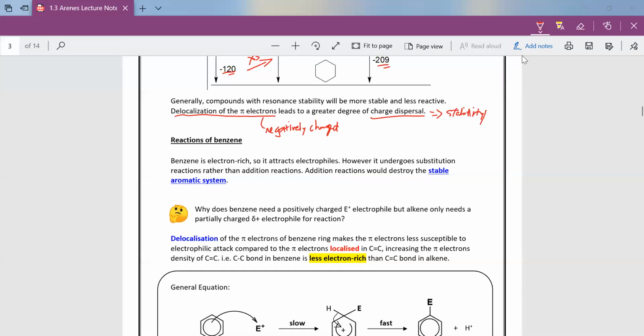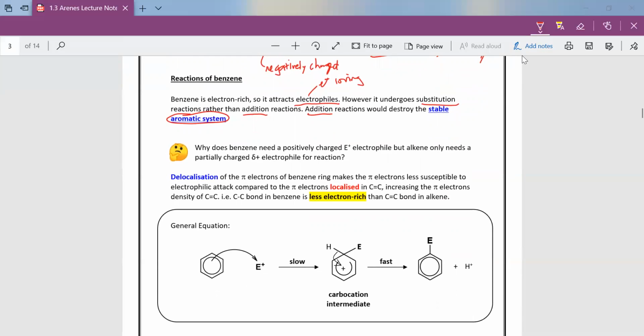Okay, so now when we look at reactions of benzene, benzene itself is electron rich, so it attracts electrophiles, like electron loving. But it undergoes substitution rather than addition, even though it is unsaturated. Because if you do the addition, you will destroy this aromatic system, which, if you remember, stabilizes the structure. If you break up the double bonds, then this stabilizing system will be gone, and the molecule doesn't want that.